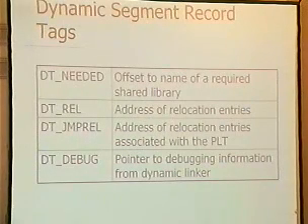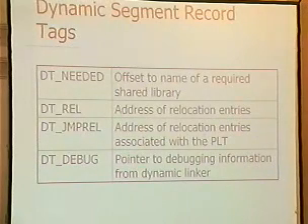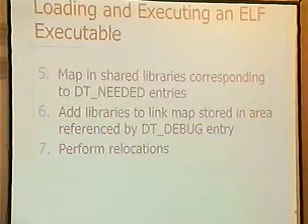So some useful tags which we will be interested in today. A DT_NEEDED tag, which contains the offset inside the dynamic string table of the name of a required shared library. A DT_REL entry contains the address of relocation entries, and we'll discuss relocation entries shortly. A DT_JMPREL, which contains the address of relocation entries, but only those which are relevant to the PLT. And the DT_DEBUG entry, which contains a pointer to debug information, which is provided by the dynamic linker, and that will come in quite useful, again, with some of the later tools which we'll be using.